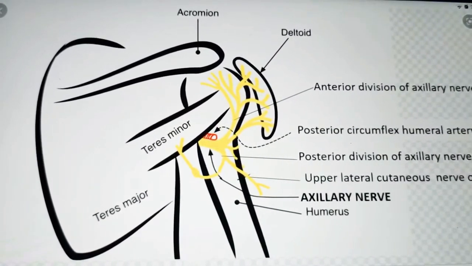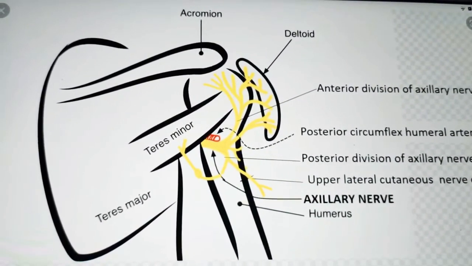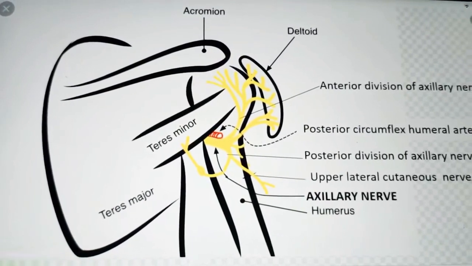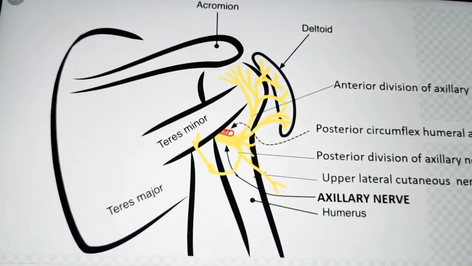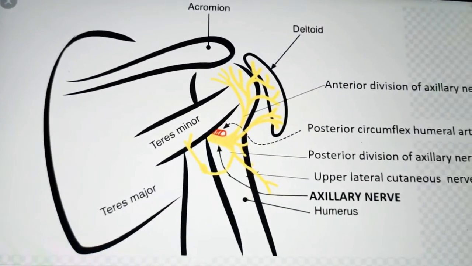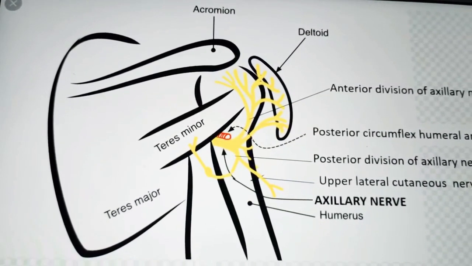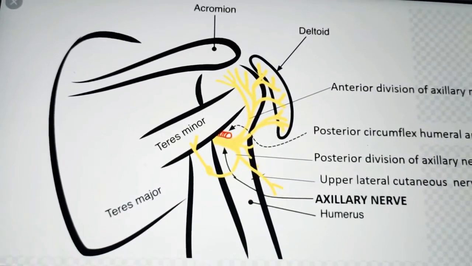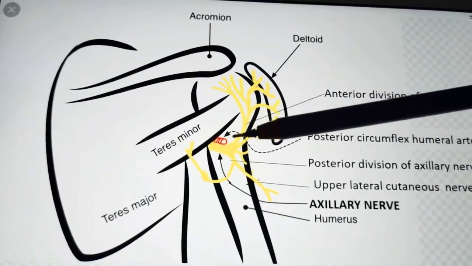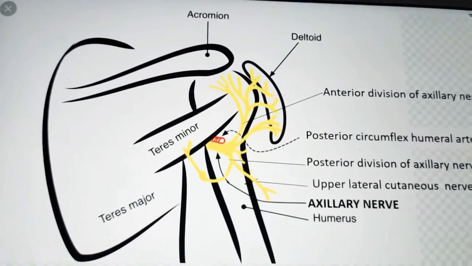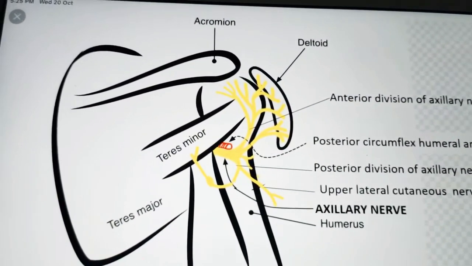Surgically also it is important, because it is commonly involved in dislocation of the shoulder and also in fracture of the surgical neck of the humerus. So clinically also it's important, because whenever there is any dislocation of the shoulder or fracture of the surgical neck of the humerus, the axillary nerve will be affected.